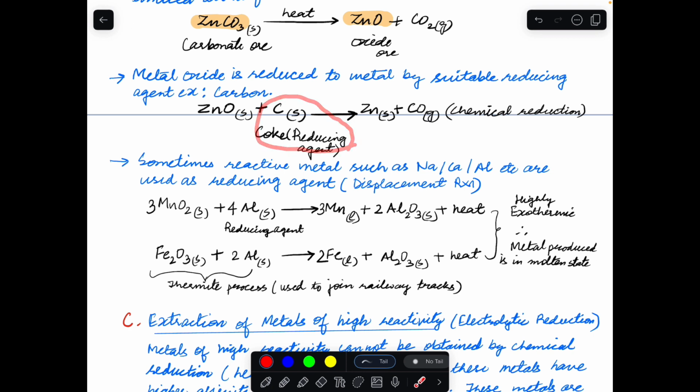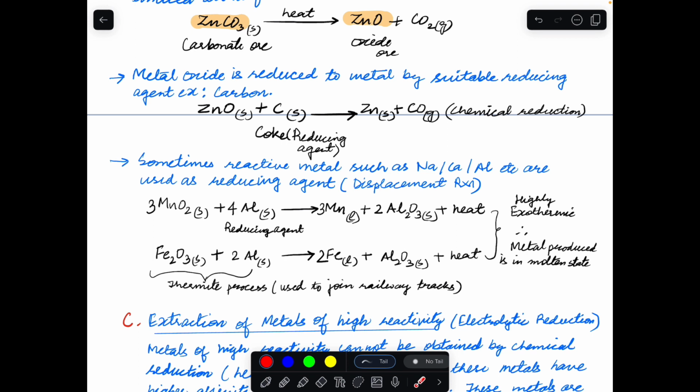Sometimes reactive metals are also used as reducing agents, like in this case aluminium is used as a reducing agent. Here also aluminium is used as a reducing agent. And what is the idea why these metals act as reducing agents? Same idea. We will have a displacement reaction. A more reactive metal will displace a less reactive metal from its salt solution.